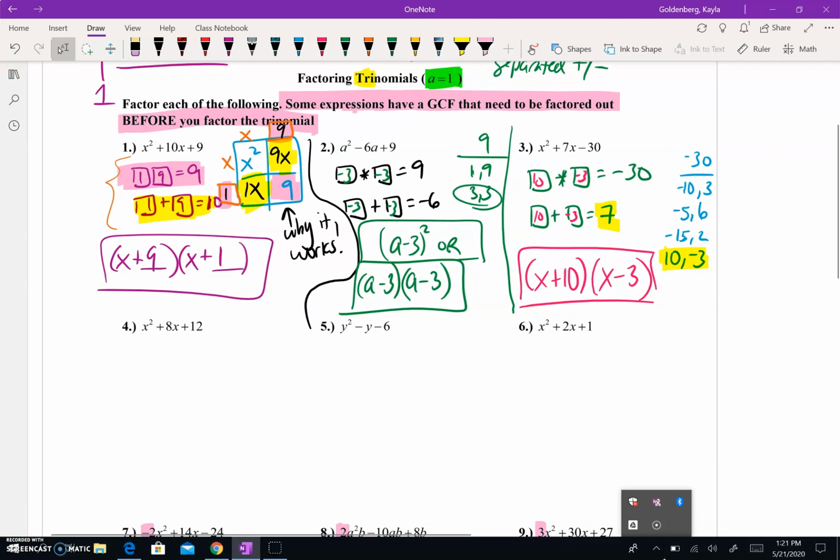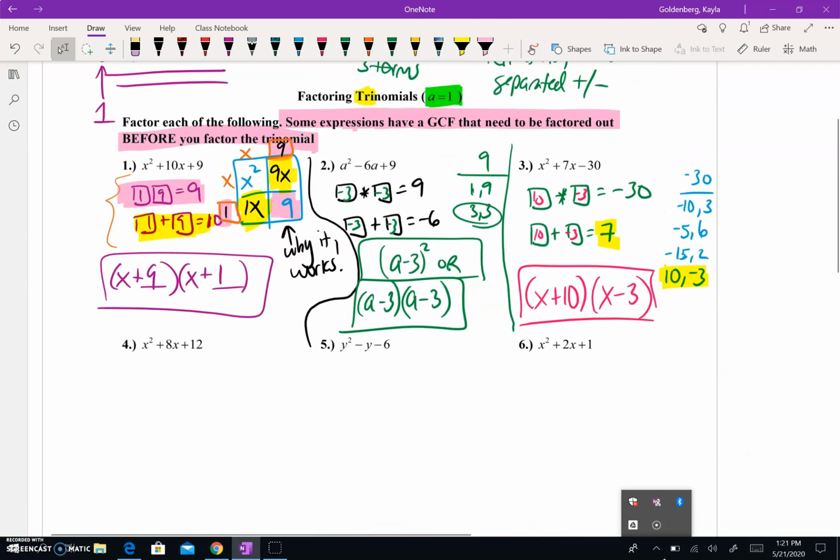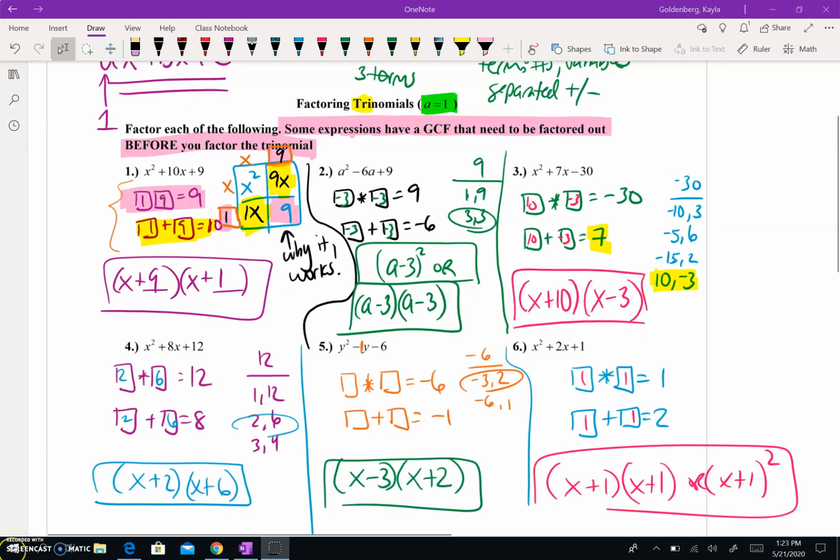Try them out, see how you're feeling. Afterwards, we'll look at some more complex problems where we, in addition, have a greatest common factor that we have to adjust first. Okay, so work through these only on pause once you've tried them on your own. I'll talk to you guys soon.